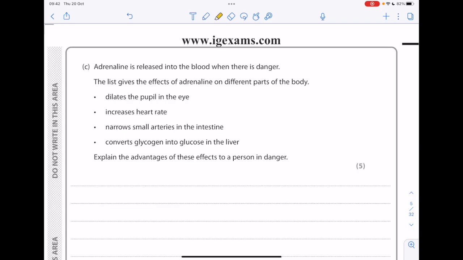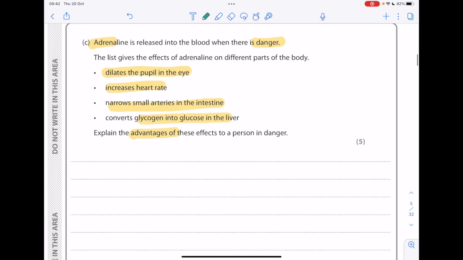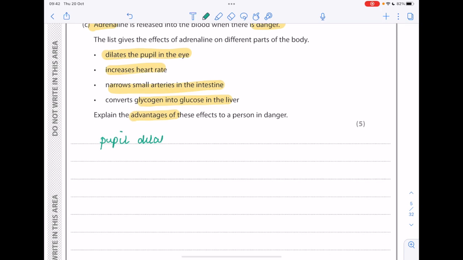Adrenaline is released into the blood when there is danger. The list gives the effects of adrenaline on different parts of the body. It dilates the pupil in the eye. It increases heart rate. It narrows the small arteries in the intestine. It converts glycogen into glucose in the liver. Explain the advantages of these effects to the person in danger. So why is pupil dilation good? Well, it allows more light to enter the eye. And why is that good? So you can spot danger.